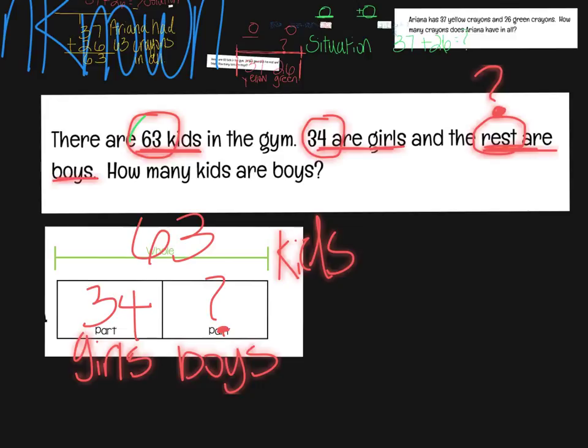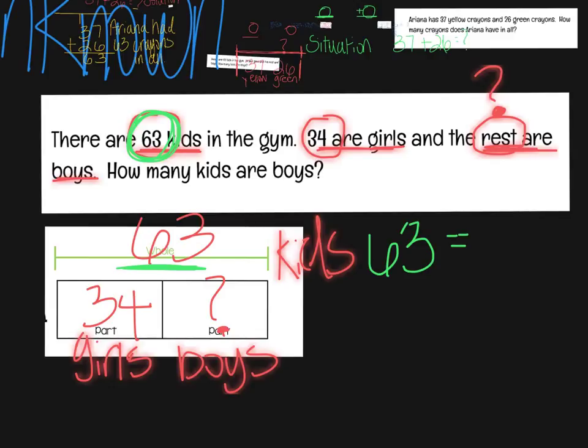What number did we see first? 63. Okay, so we saw 63 first. And that was my what? Right, that was my whole. That's why I put it up on top. That's my whole. So that means that the part plus part equaled the whole. So that's my whole. I'm going to put my equal sign there because that was my whole.